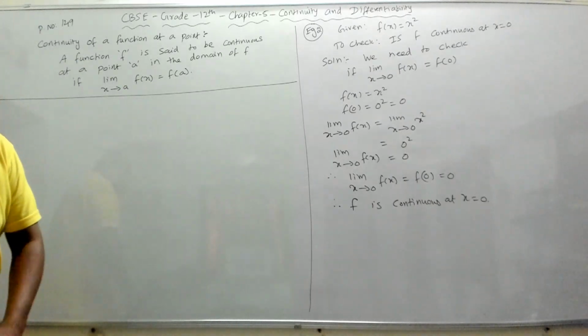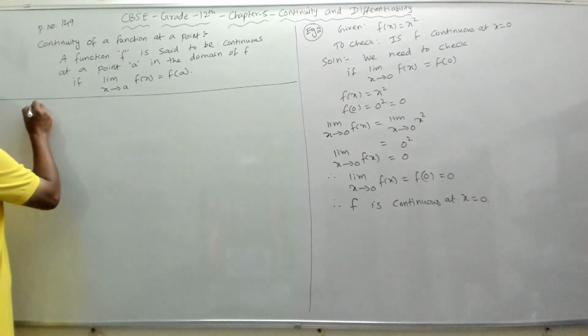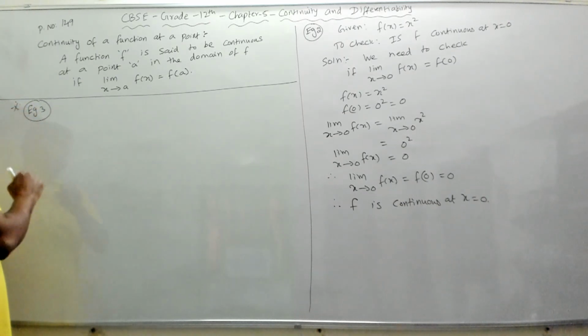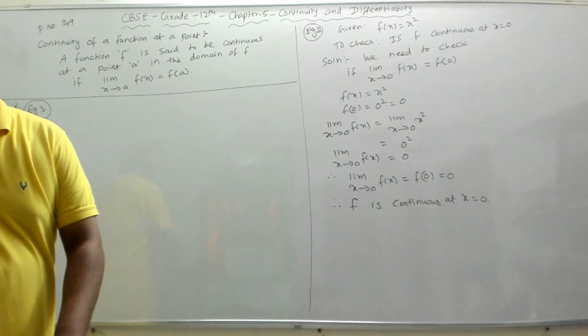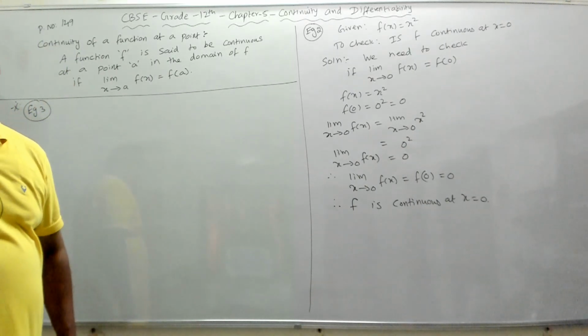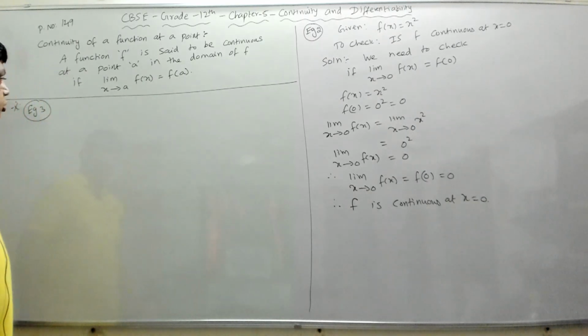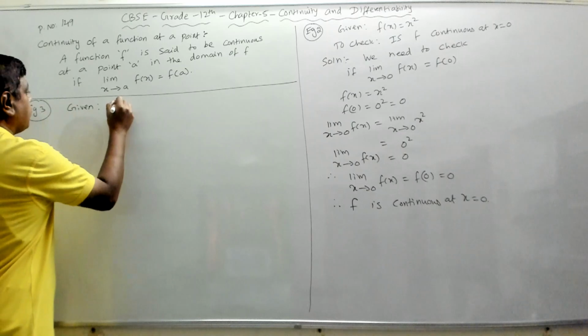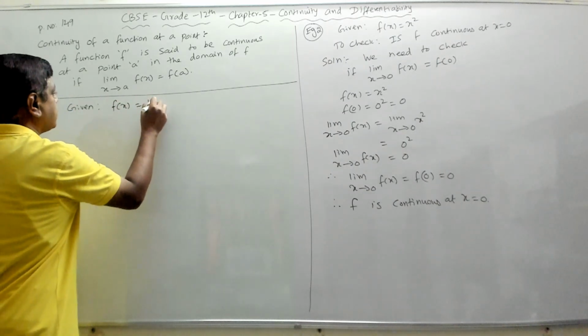Okay, now example 3. Example 3, that is important. Now discuss the continuity of the function f of x equal to mod x at x equal to 0. So what is given? Given function is f of x equal to mod of x.